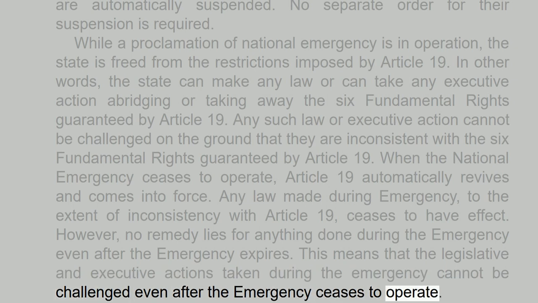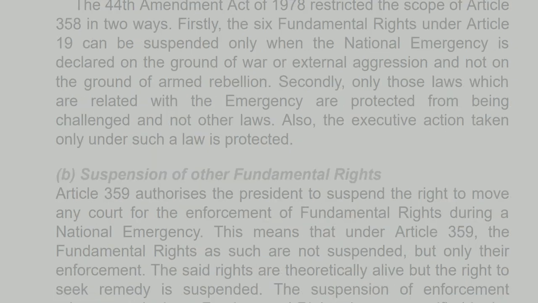The 44th Amendment Act of 1978 restricted the scope of Article 358 in two ways. Firstly, the 6 fundamental rights under Article 19 can be suspended only when the national emergency is declared on the ground of war or external aggression and not on the ground of armed rebellion. Secondly, only those laws which are related with the emergency are protected from being challenged and not other laws. Also, the executive action taken only under such a law is protected.